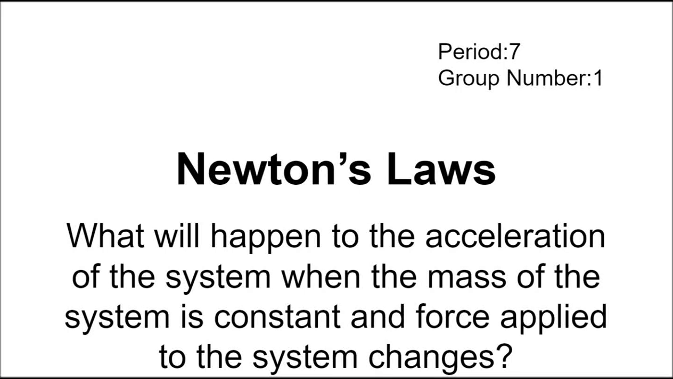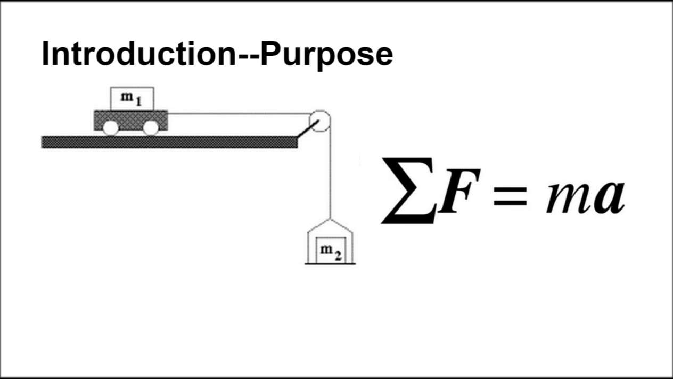All right, our lab is that of Newton's laws. Our investigation question is, what will happen to the acceleration of the system when the mass of the system is constant and the force applied to the system changes? What do we already know about this test subject? We already know that the acceleration of the system is the ratio of the total force over the mass of the system, according to Newton's second law of motion.